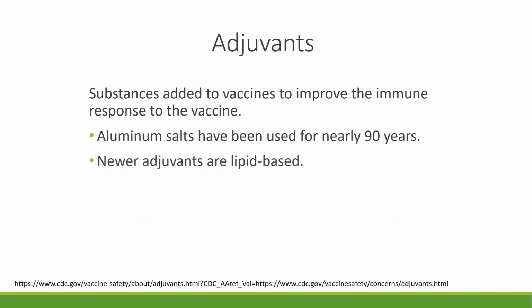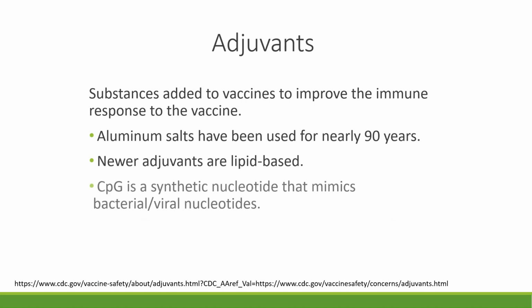However, newer adjuvants are more lipid-based, so they help to stimulate the immune system in different ways by using different lipids that attract immune responses. Another type is called CpG. This is a synthetic nucleotide, and what it does is it mimics bacterial and viral DNA, and that triggers a stronger immune response as well.